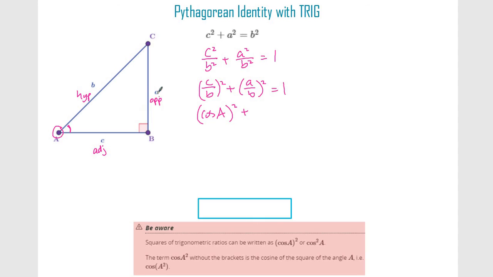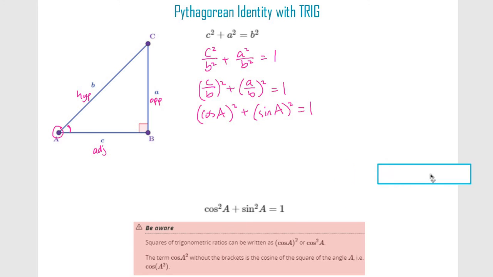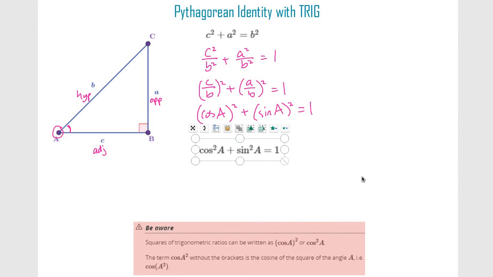A over B, opposite over hypotenuse, is sine. Okay, SOHCAHTOA. So that's sine of A. And then another way to write that is, of course, cosine squared plus sine squared equals 1. Okay, and that's what's kind of neat about this.